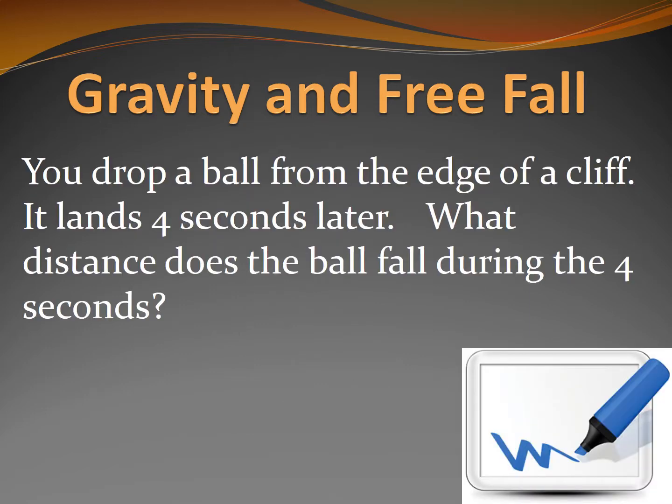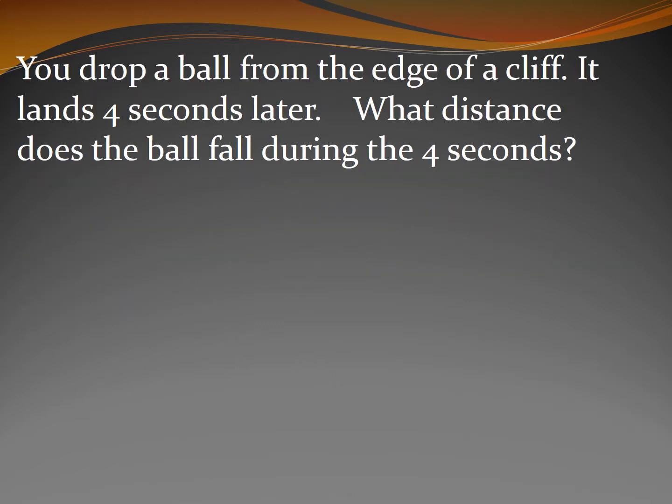So let's say you drop a ball from the edge of a cliff. It lands 4 seconds later. What distance does the ball fall during the 4 seconds? So I have t equal to 4 seconds. My initial velocity is 0 because we were dropping it from a cliff. We were holding it or something. Distance, I don't know. That's what I'm trying to figure out. And a is equal to 9.8 meters per second squared.